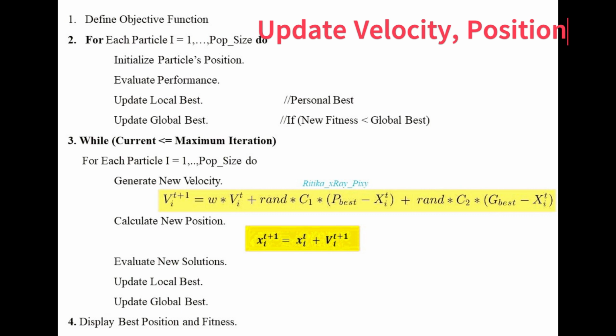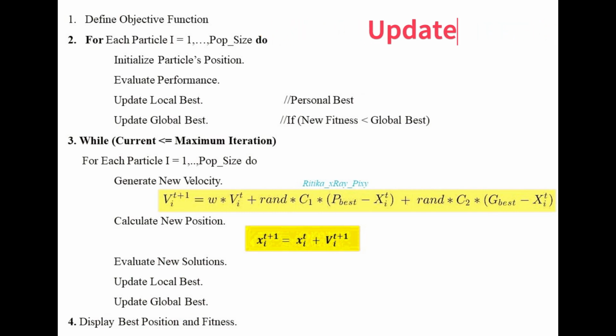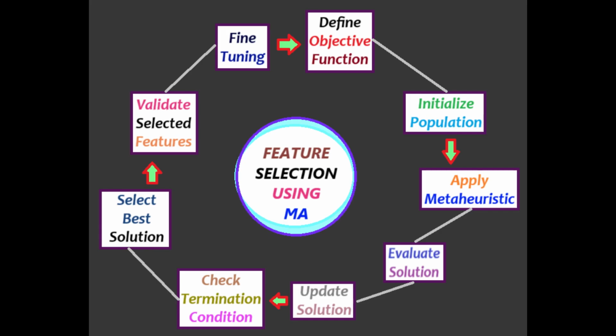And then we will update the velocity for each particle, and then we will update the position in the search space, and then we will repeat the steps until the stopping condition is met. And when the stopping criteria is met, we will select the best feature subset and we will represent the best feature subset using the global best solution. And then we will evaluate the performance of the classifier using the selected features on the testing dataset. And then we'll perform the comparison.